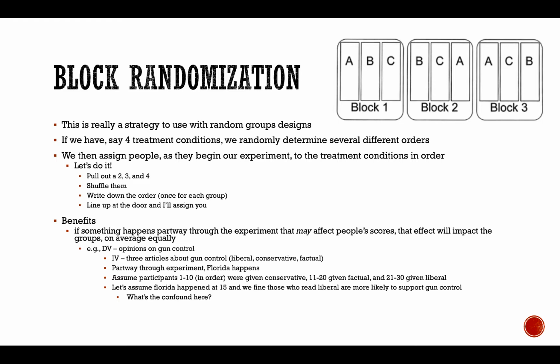Block randomization. This is really a strategy to use with a random groups design or random assignment. Let's say we have 4 treatment conditions, and what we do is randomly decide the order of the treatment conditions. In that top right image, in this situation, there are 3, not 4, randomly chosen orders of the experimental conditions. So conditions A, B, and C in the first block, and the second one is randomly chosen to be B, C, and A. Block 3 is A, C, and B, and so on. So we randomly decide the order in which the experimental conditions are administered. And then we assign people, as they begin our experiment, in sequence to the treatment conditions in order.